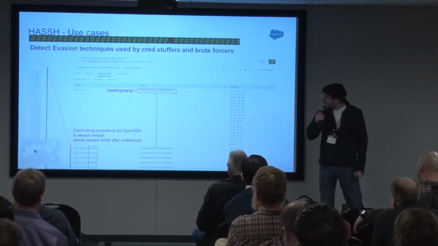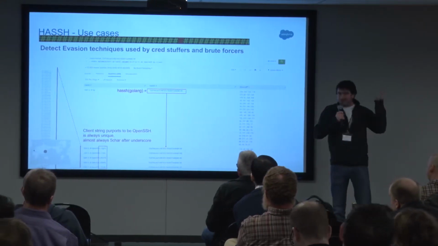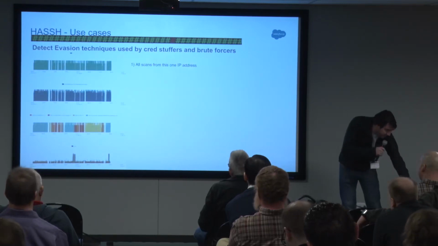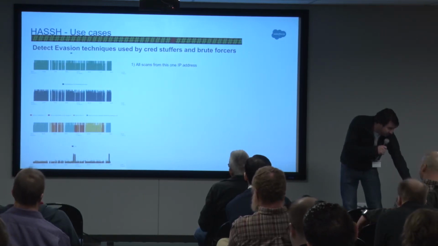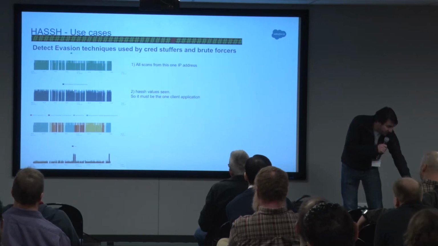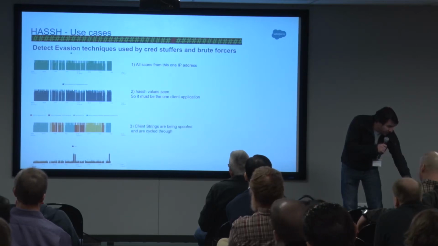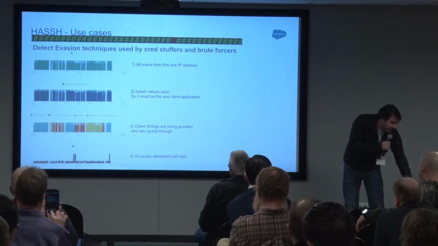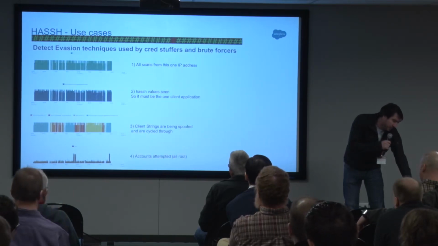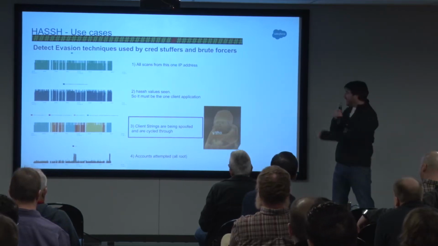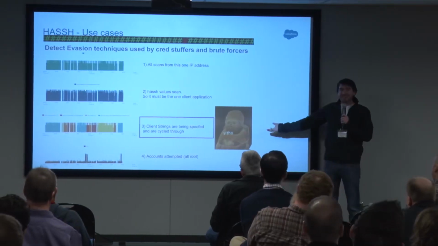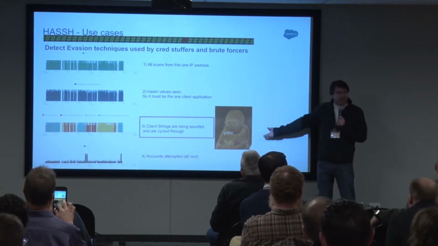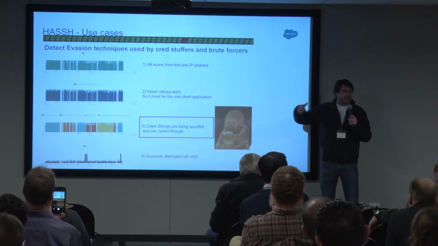Oh, yeah. He also included a geo map. The big surprise, it's China. So all the scans were from one IP address. The hash values were all the same, but the client strings are being spoofed and cycled through for this scanner, and the account attempts were all root in this example. But yeah, I don't understand why they're alternating their client. Maybe Andrew has some ideas for this, but why are they alternating their client strings as they're scanning?